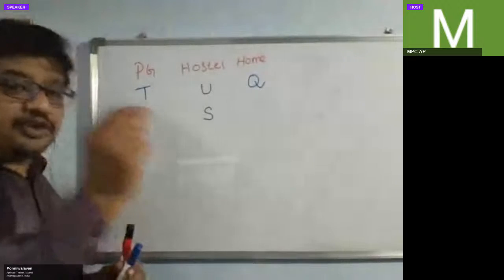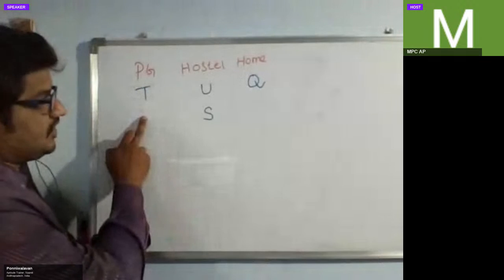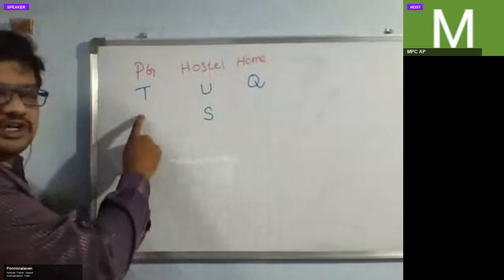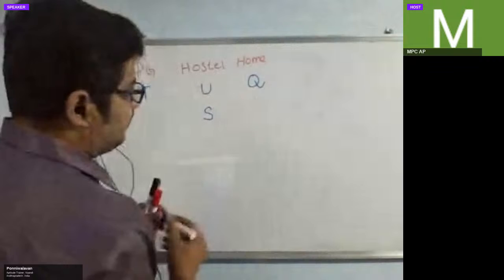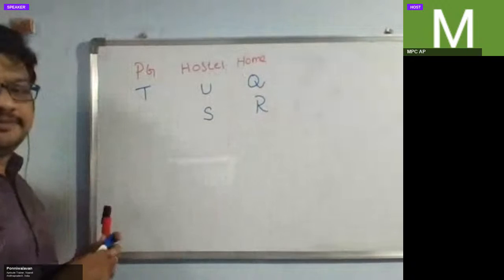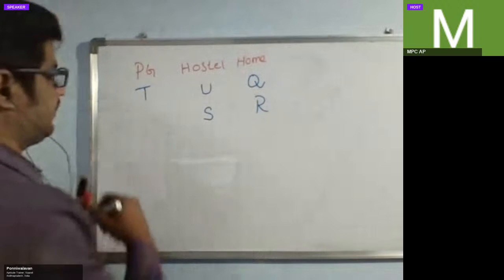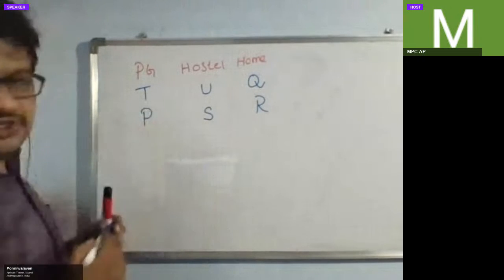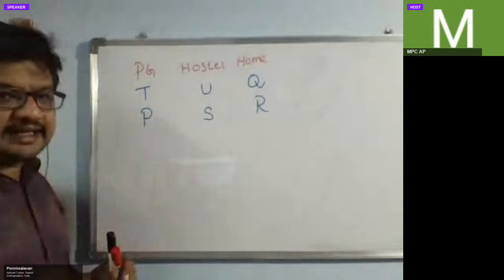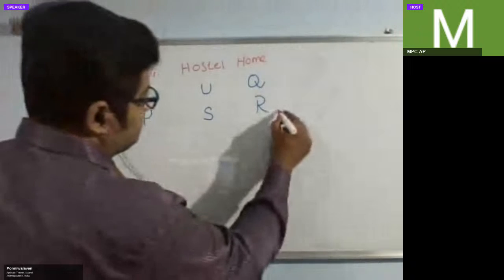Now go for the first point. R does not stay as PG. Now, where is R going to stay? R does not stay as PG means where is R going to stay? Home. And who is the one more person? P. So P has to stay in PG. And they clearly mentioned that R does not stay at PG and studies philosophy.